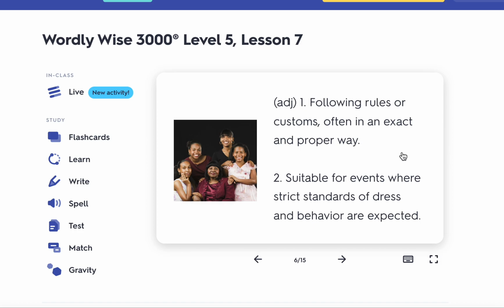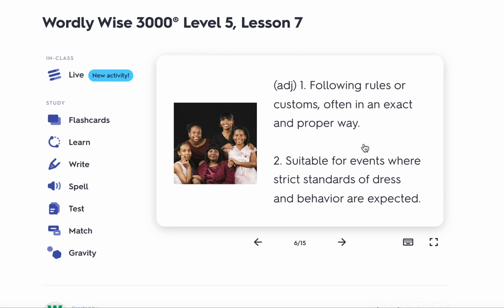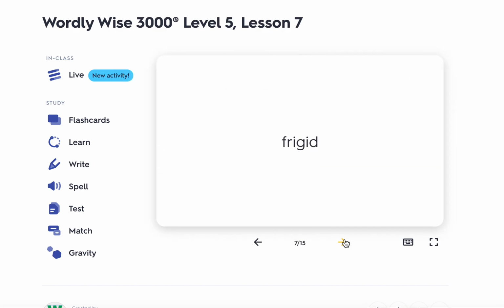Formal. Whenever I think of formal, I always think of fancy. So that means following rules or customs, often in an exact or proper way. So being very proper with someone or in a certain situation, or it might be suitable for events where strict standards of dress and behavior are expected. So you may go to a formal party, for example, if you've ever heard of prom in high school. That's a formal event, meaning that everybody gets super dressed up.